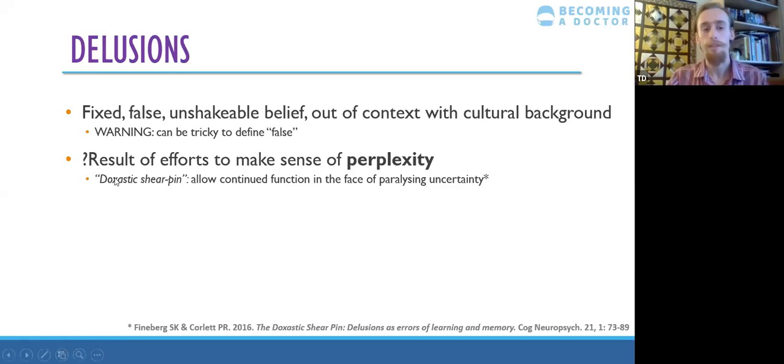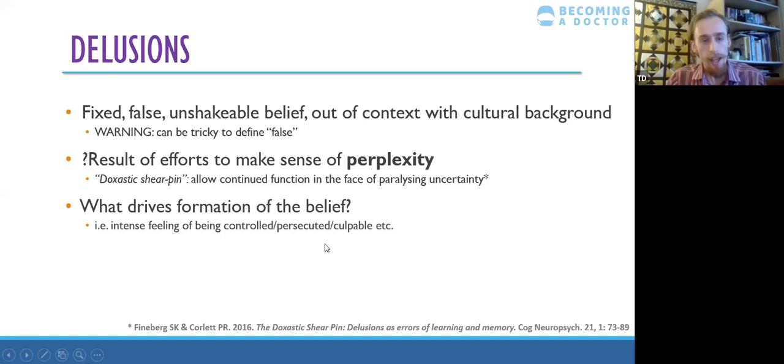So doxastic is to do with beliefs. Essentially, you can argue the brain is designed to develop delusions if the whole system is under massive pressure and can't function, because that's what happens if you're really perplexed. If you can carry on functioning, believing something a bit wacky about the world, that's better than being paralyzed by this perplexity where you're so uncertain about everything. It's an interesting theory.